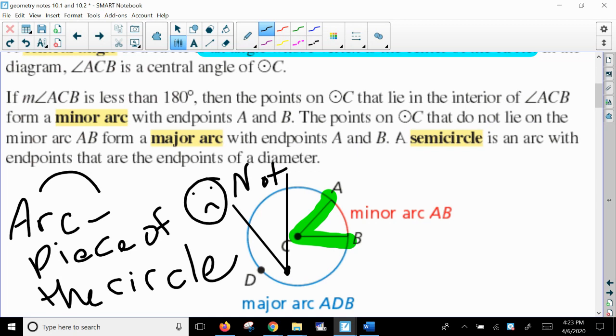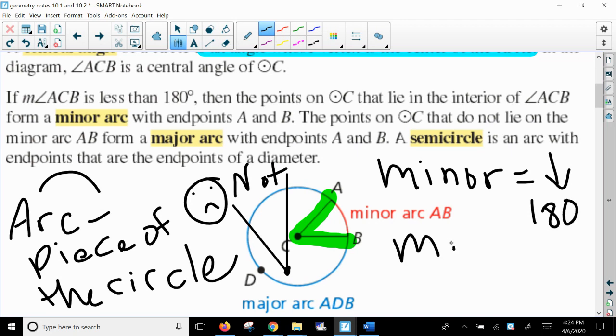Now you have your minor arc and your major arc. Notice the word minor is small. When you hear the word major, you should think big. So now let's talk math. If it's a minor arc, it is less than 180 degrees. Okay? Let me write that. Minor is less than 180. But if it's a major arc, major is going to be more than 180. Okay? So this blue arc right here, that little slice of the circle, is a minor arc.